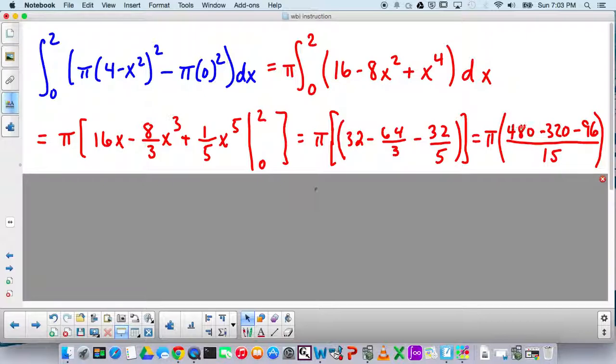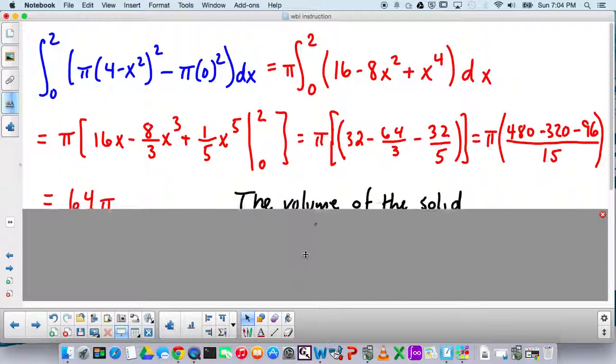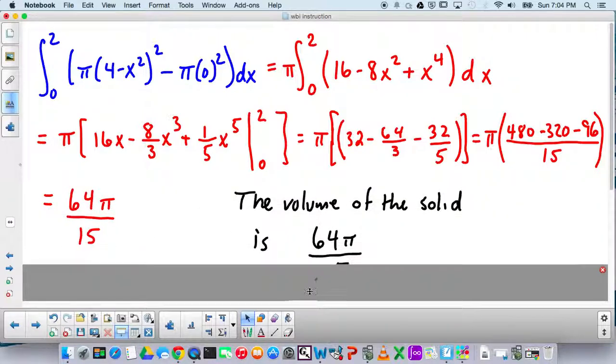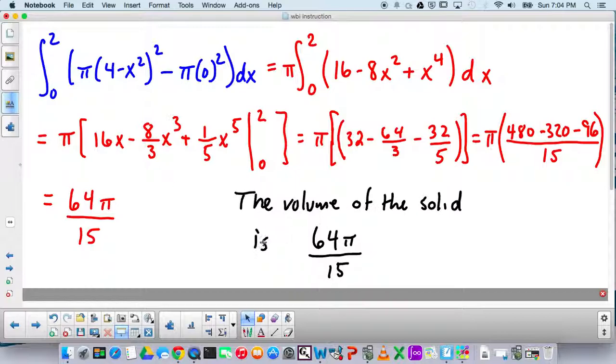Get common denominators, we have 480 minus 320 minus 96 over 15. Simplify, and we end up with 64 pi over 15. So the volume of our solid is 64 pi over 15. So let's look at our second example.